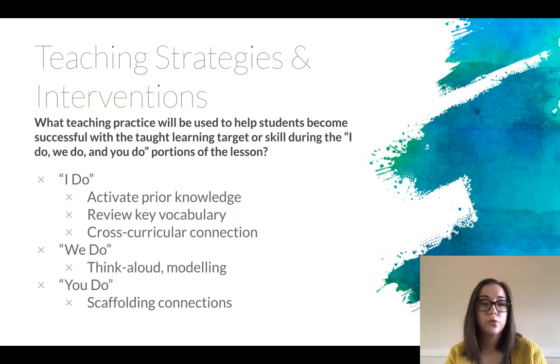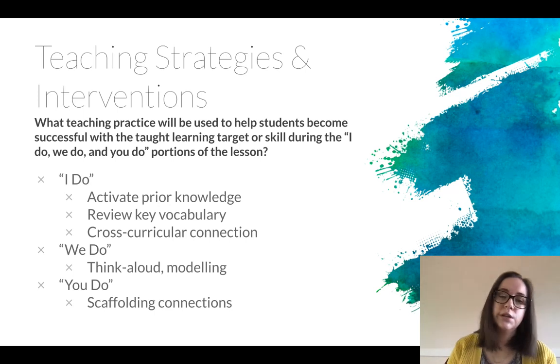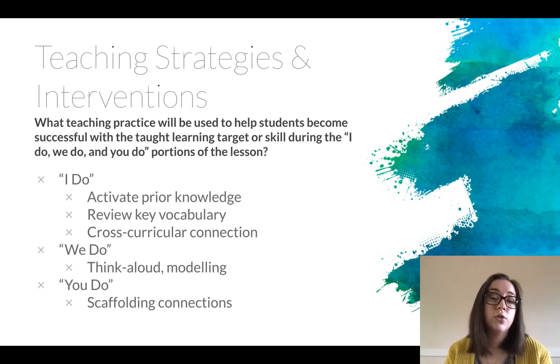So in the I do portion, I'm activating prior knowledge with that Padlet and having a discussion with students. What do we remember? What happened? It's a lot easier to see when there are real students. I'm reviewing key vocabulary: bias, unbiased, facts, and opinions. And then we're using cross-curricular connection because this is a history skill.